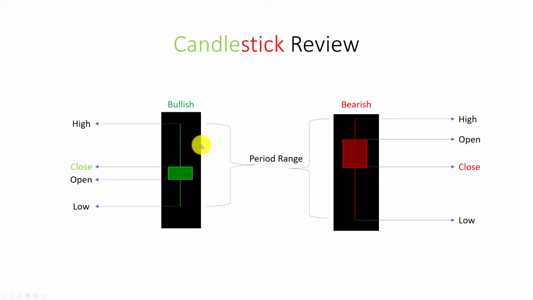So in review, in the bullish candle, the price is going to close higher than the open, and that's what the body is showing you, the difference between the open and the close price. And the wicks are showing you the range of that period, and the upper high and the lower low. And same thing on the bearish, you're going to have the high and the low, and then the closing price will be lower than the open.